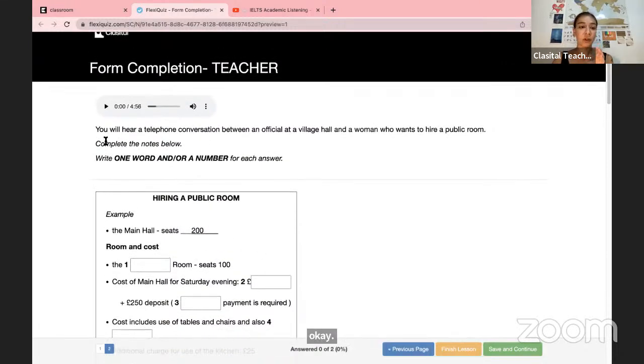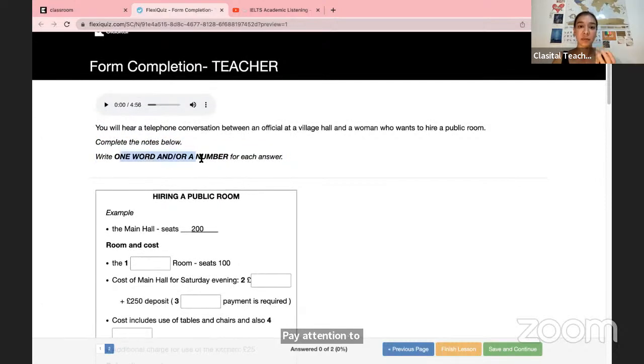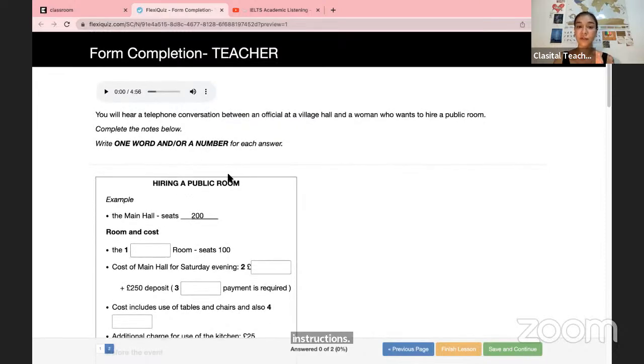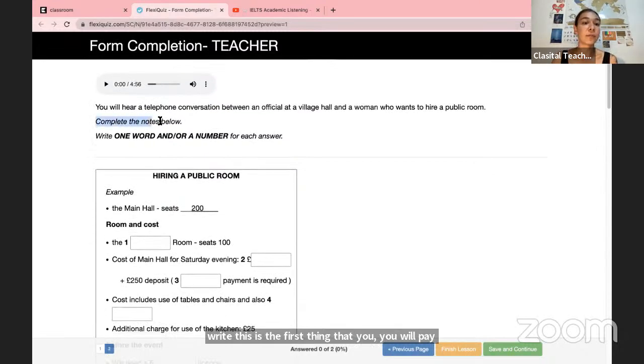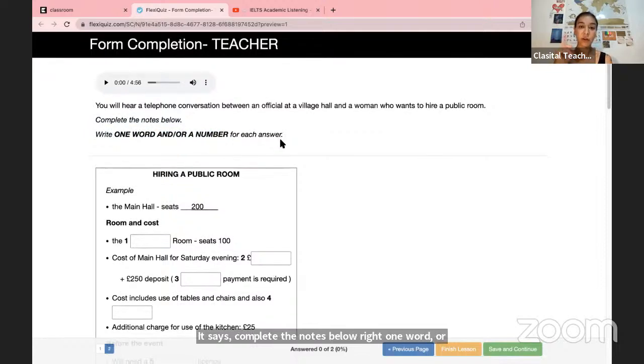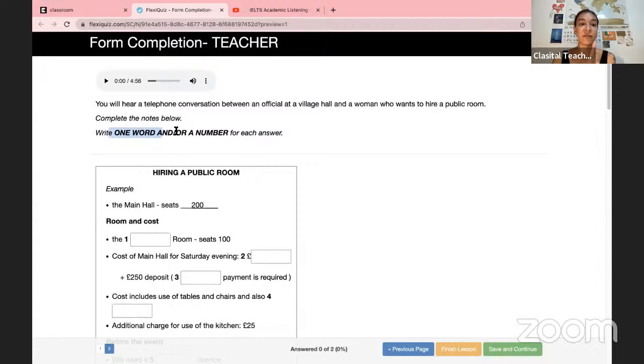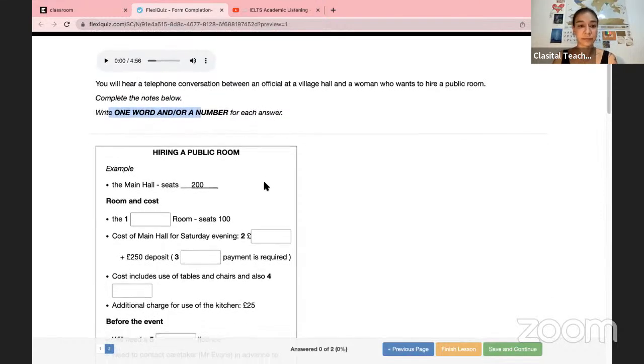Pay attention to instructions. Pay attention to how many words or numbers you can write. This is the first thing that you will pay attention to when you see the question. It says, complete the notes below, write one word or a number for each answer. So you can only use one word or one number. Let's say you write 2 words, and the info that you are giving is true, but you won't get any points because it says write one word or a number for each answer.